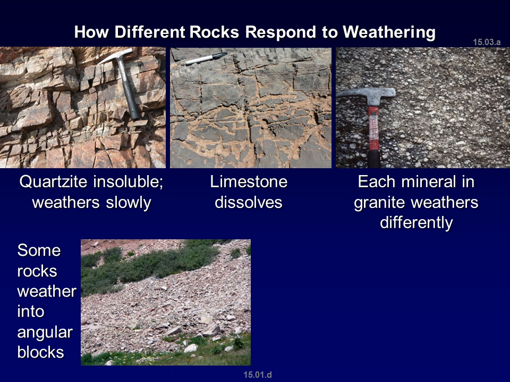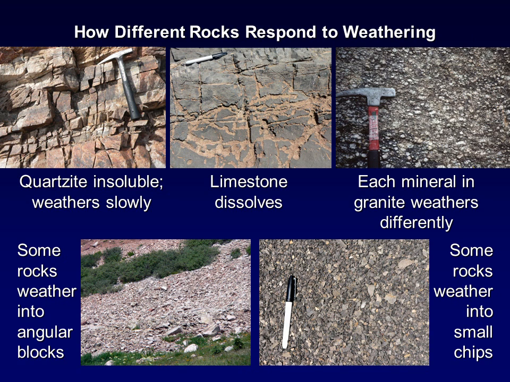From a quartzite. And then each mineral in a granite weathers differently. So you've got quartz, which is very resistant. Then you've got potassium feldspar, which through hydrolysis turns into clay. So even within the same rock, you can get different types of weathering.